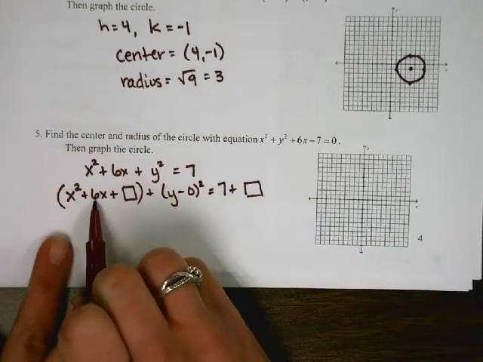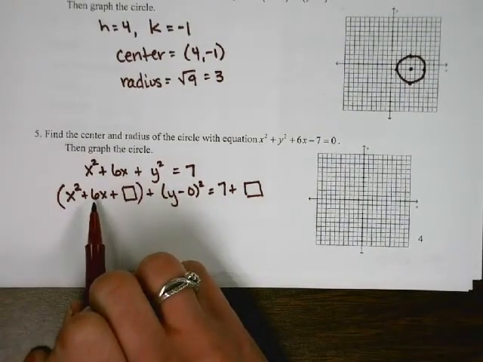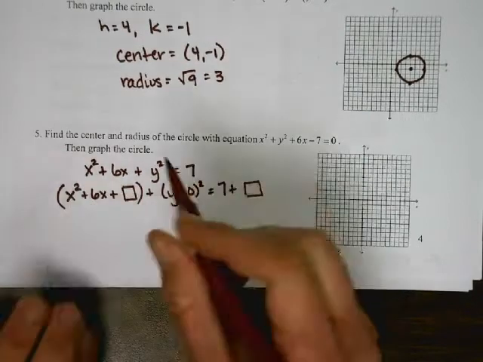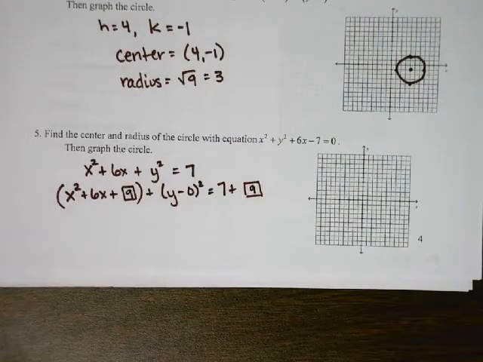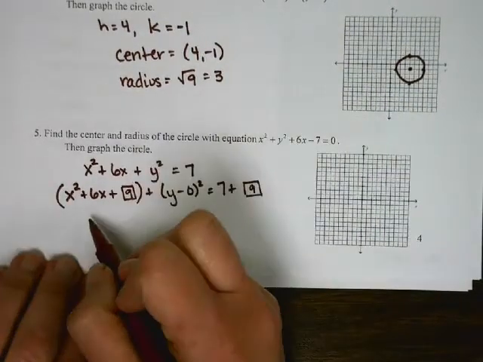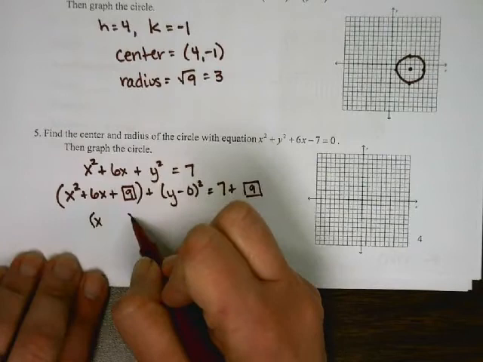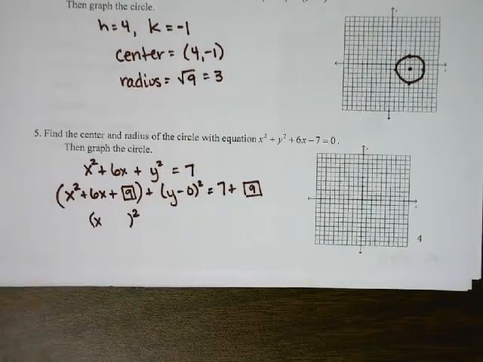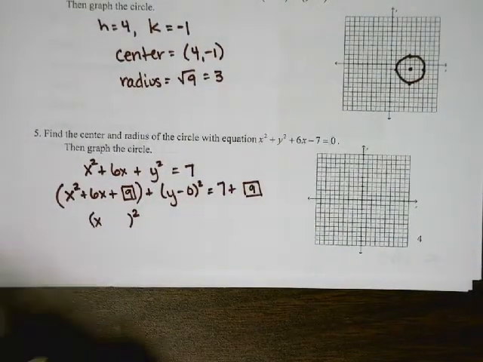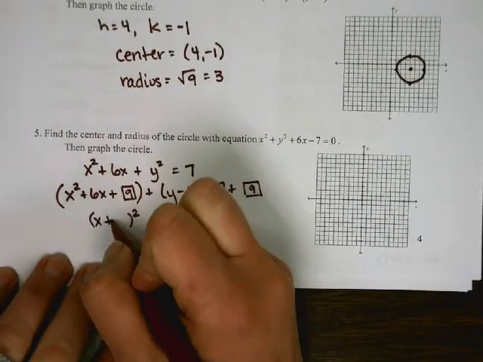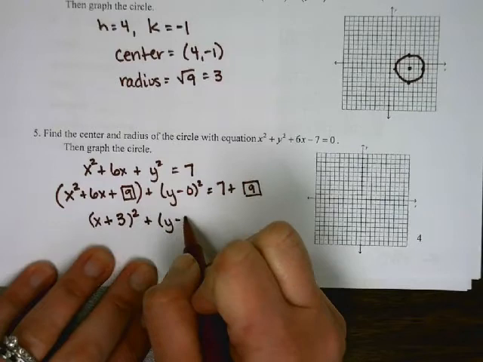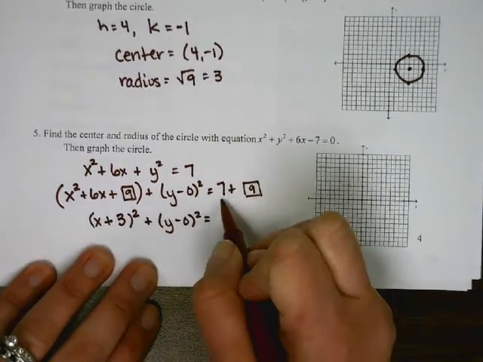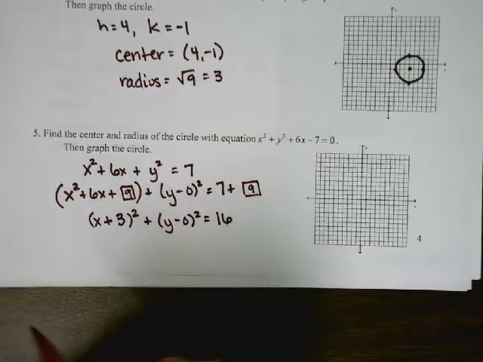B, in this case, is 6, divided by 2, so 3, square it, is 9. Remember, we're forcing him to factor as the two same factors so we can write it as a perfect square. So x, keep the first sign, square root the box. 7 plus 9 is 16.